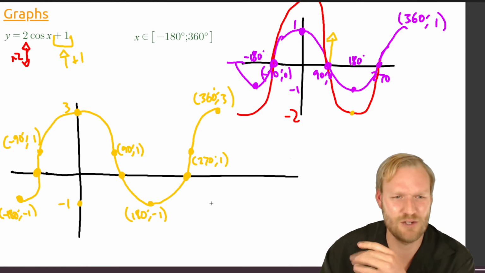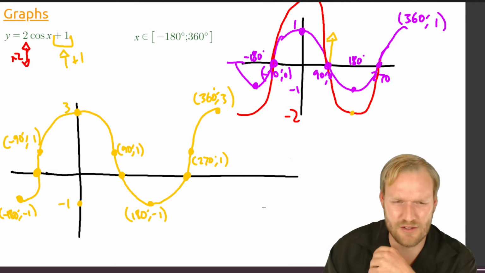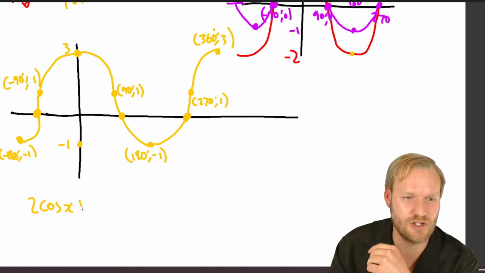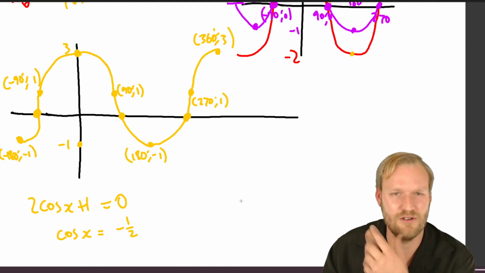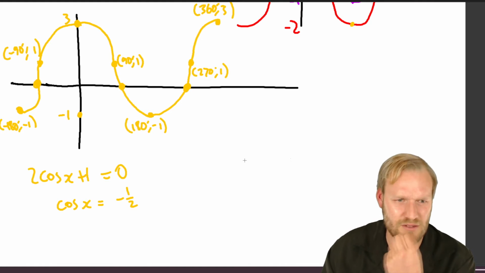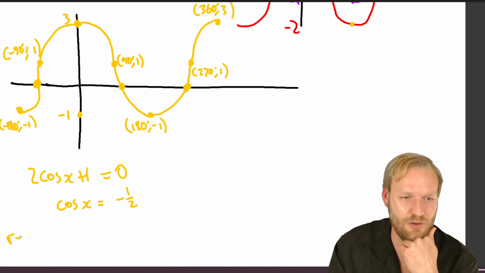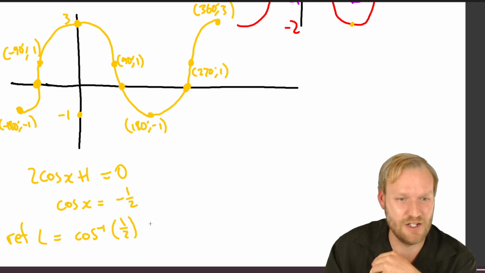How are you going to find out what the x-intercepts of your function are? Well, how do you find the x-intercepts of any function? You make y equal to 0. So in other words, we're asking ourselves, when is 2 cos x plus 1 equal to 0? In other words, when is cos x equal to negative a half? Well, then we could take shift cos of a half as our reference angle. Remember, always take the positive value.